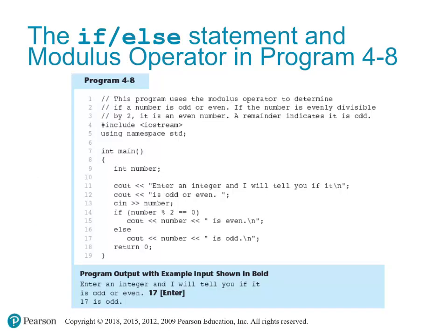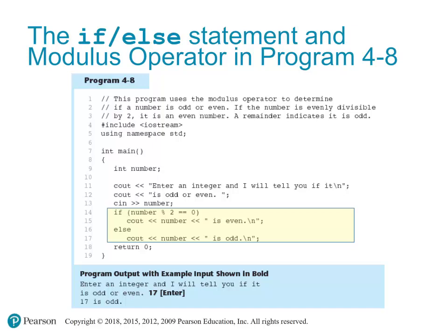We are looking at a C++ program that uses the modulus operator to determine whether a given integer is odd or even. So inside the main function, we have an integer number, which declares an integer variable to store the user's input. The program prompts the user to enter an integer, which is stored in the variable number. The modulus operator returns the remainder of the division. Number modulus 2 will be 0 for even numbers and 1 for odd numbers.